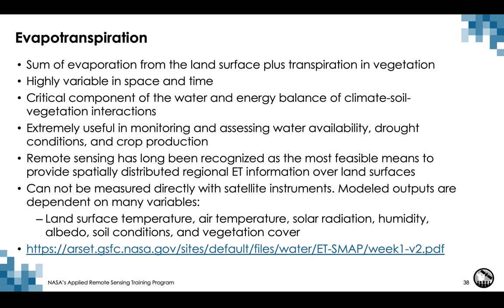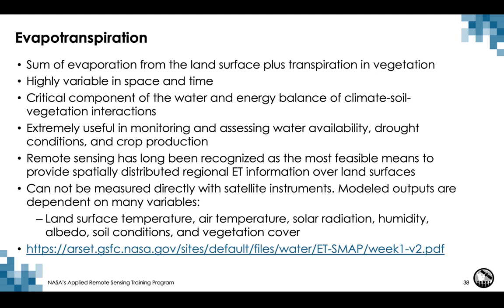It's highly variable in space and time, which is why remote sensing has long been recognized as the most feasible means to provide spatially distributed regional evapotranspiration information over land surfaces. It is a critical component of the water and energy balance of climate, soil, vegetation interactions. Evapotranspiration is extremely useful in monitoring and assessing water availability, drought conditions, and crop production.